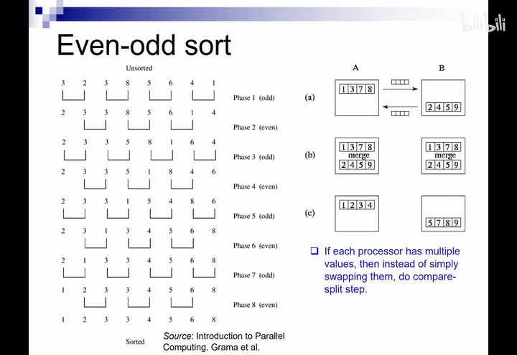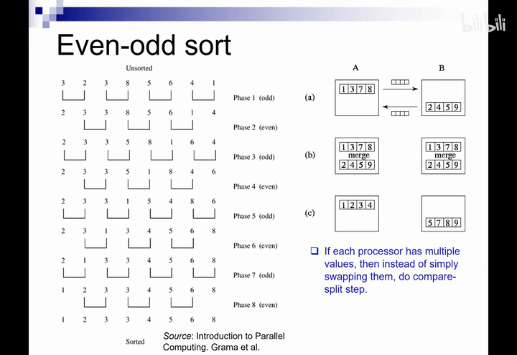Okay, so this was for the simple version of the algorithm where each process only has one value. Now you could have a more general version where each process has multiple values. Suppose, for example, process A has 4 values and B also has 4 values. Then instead of swapping the values between A and B, you want to take all 8 values, and give the smaller 4 of these 8 values to A, and the larger half of the values to B.